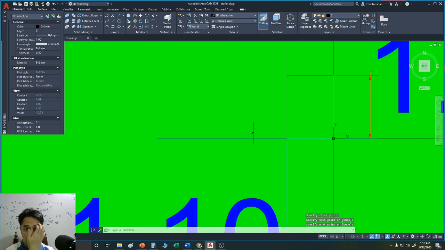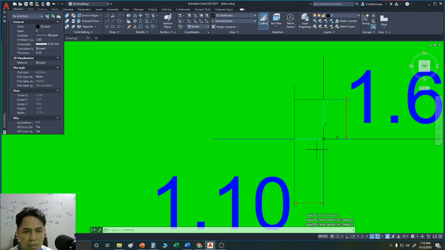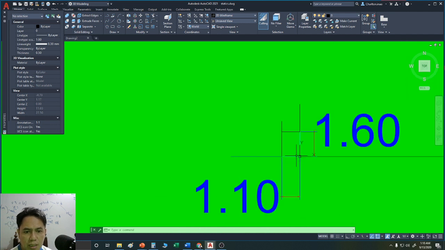This value here is 1.1 as we can see here, and this value is 1.6. That means this is the resultant vector of the three components. Now this somewhere here.